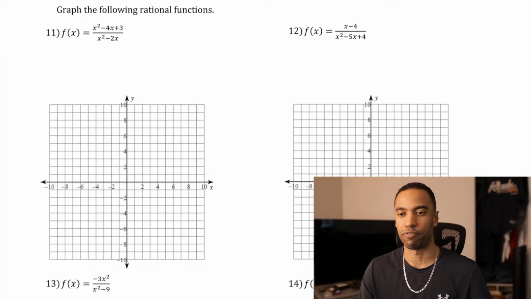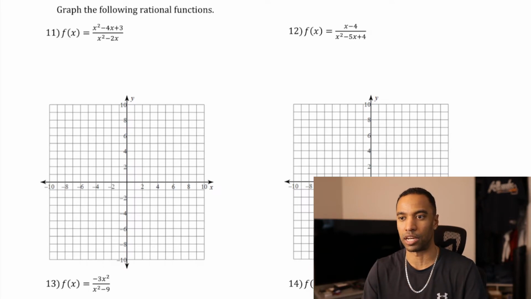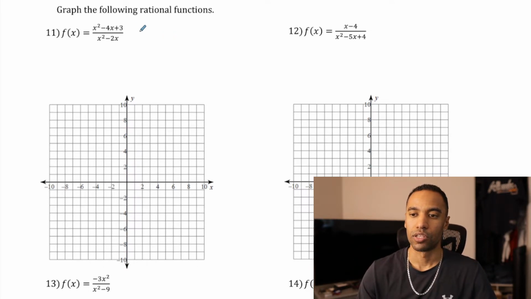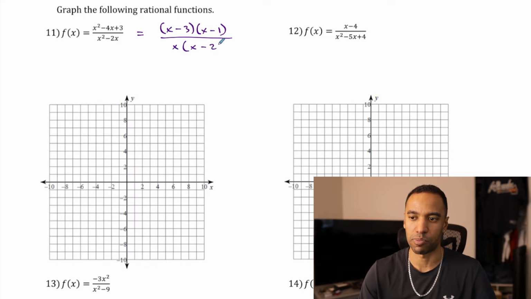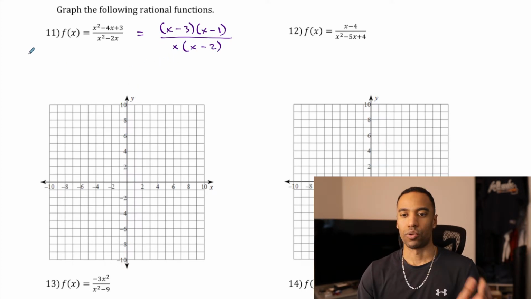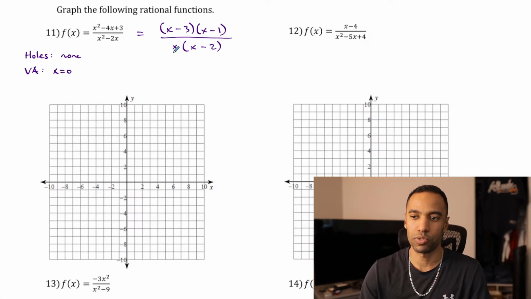Graph the following rational functions. To do this, we want to get that information that we were getting before. It starts by factoring. I'm going to factor the top here, and I get x minus 3 times x minus 1. On the bottom, there's a common factor of x, to be left with x minus 2. So there are no holes. But there are vertical asymptotes, 2 in fact: 1 at x equals 0, and 1 at x equals 2.